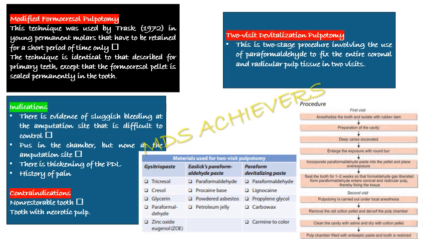Indications are evidence of sluggish bleeding at the amputation site that is difficult to control, and pus in the chamber but not at the amputation sites. And there is thickening of the PDL and a history of pain. Contraindications are a non-restorable tooth and a tooth with a necrotic pulp. It has to go with a pulpectomy.